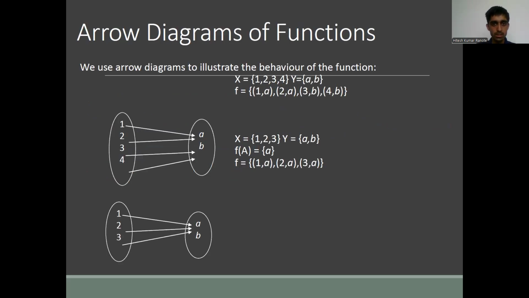Diagram of functions. We have two sets, X = {1, 2, 3, 4} and Y = {a, b}. A function: 1 approaches a, 2 approaches a, 3 approaches b, and 4 approaches b. And second, X = {1, 2, 3} and Y = {a, b}. The function f(x) = a means all elements approach a. So 1 approaches a, 2 approaches b, 3 approaches a.